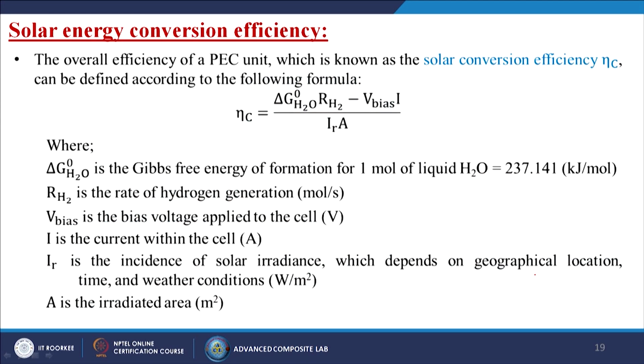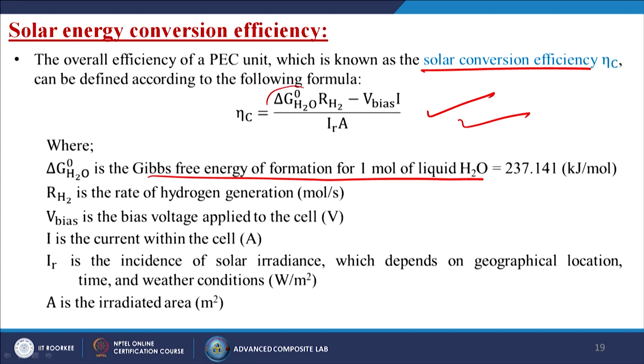Now, what is the solar energy conversion efficiency? The overall efficiency of a PEC unit, which is known as the solar conversion efficiency, that is sigma C, can be defined according to the following formula. So, this is the formula, where delta G prime H2O is the Gibbs free energy of formation for 1 mole of liquid water, that is equal to 237.141 kilojoule per mole.